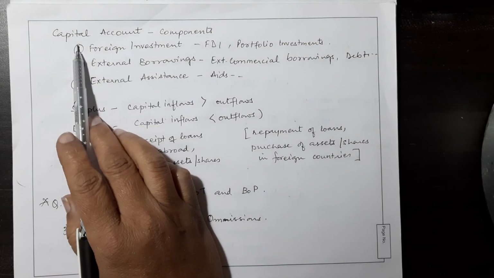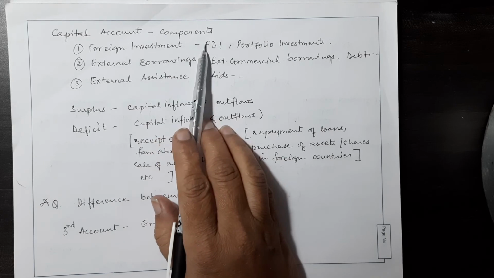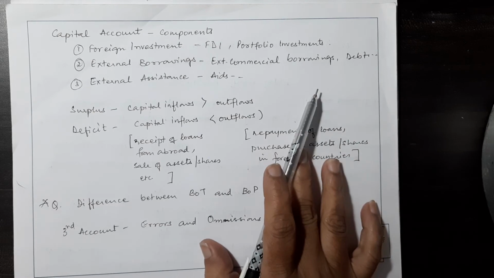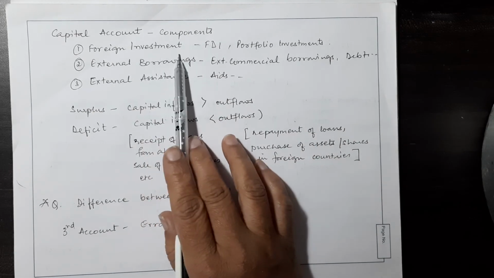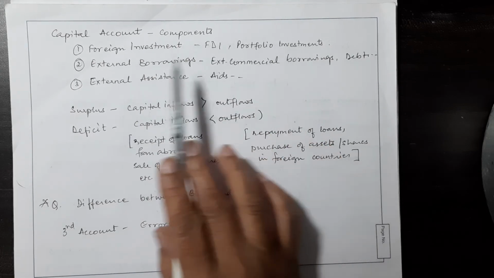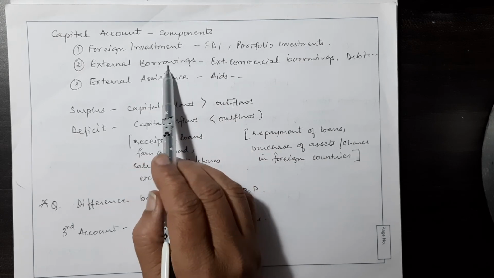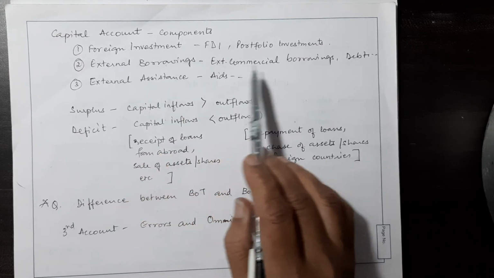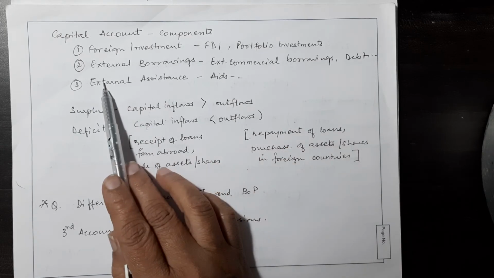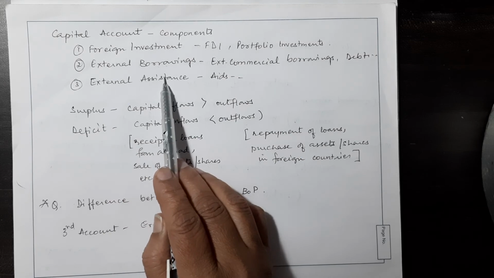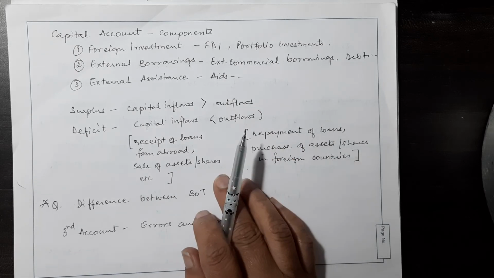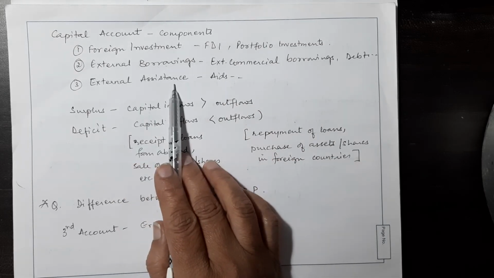Now let's revise capital account and the components. Capital account records all international transaction of assets. That's what we learned. The components being foreign investments like the FDI, foreign direct investments, or the portfolio investments. External borrowings, since these are called borrowings, we take loans. That means external commercial borrowings and short-term debts, etc. Then the third one is external assistance. Assistance means government aid or intergovernmental aids, loans. Okay, so they all come under external assistance.